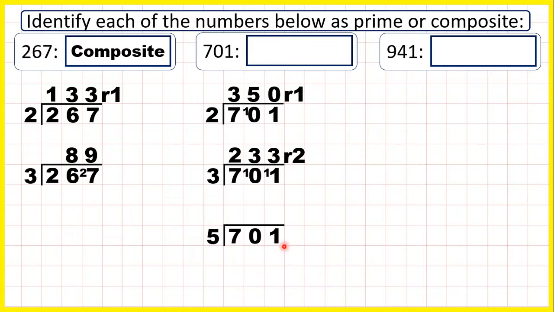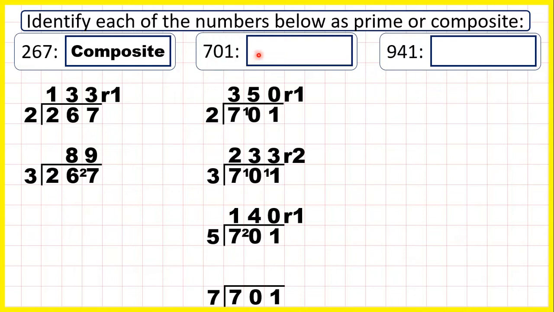We know that 701 divided by 5 is going to leave a remainder, because all multiples of 5 end in 0 or 5. But to check using short division, 7 divided by 5 is 1 remainder 2, 20 divided by 5 is 4, and 1 divided by 5 is 0 remainder 1. So finally we can divide by 7.